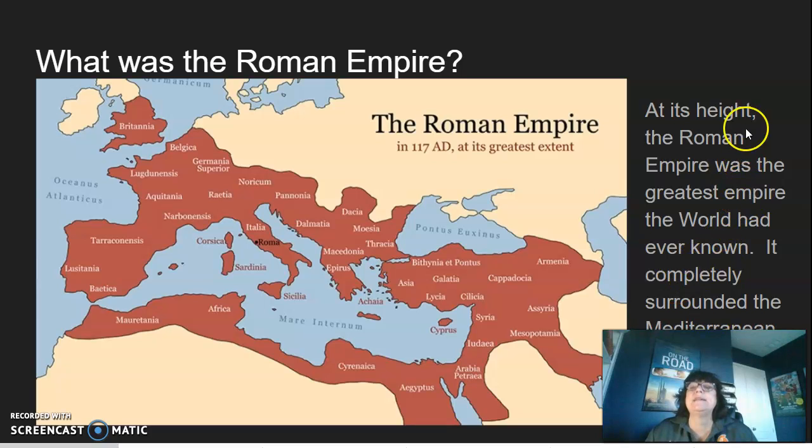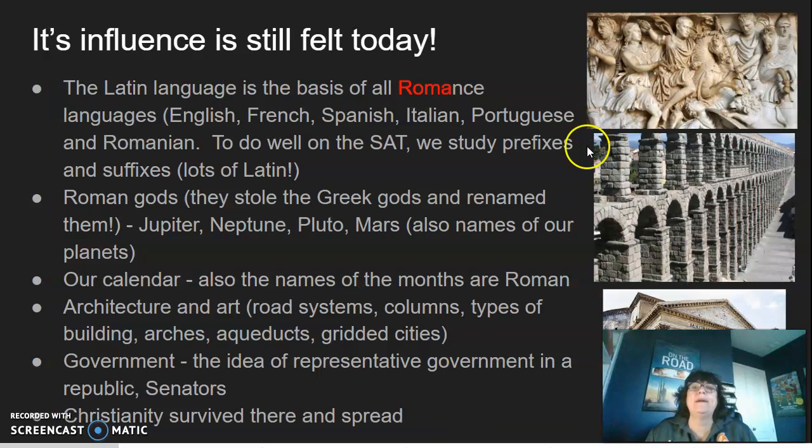it completely surrounded that Mediterranean Sea. So you can see Italy. Remember, hopefully you've been taught this. Italy looks like a boot. I always think it looks like a boot kicking a ball or something, and so that's Italy. And so it extends into the Mediterranean.